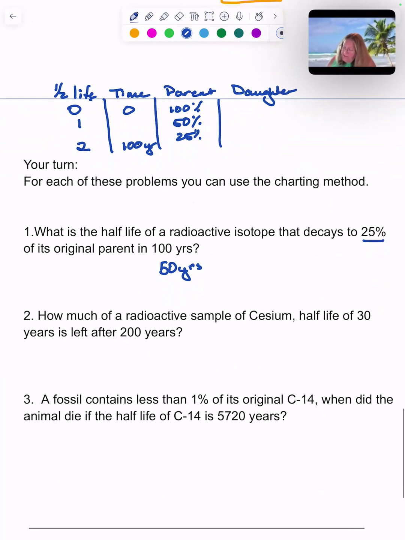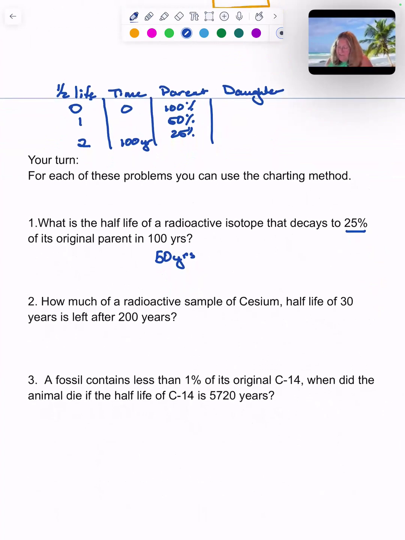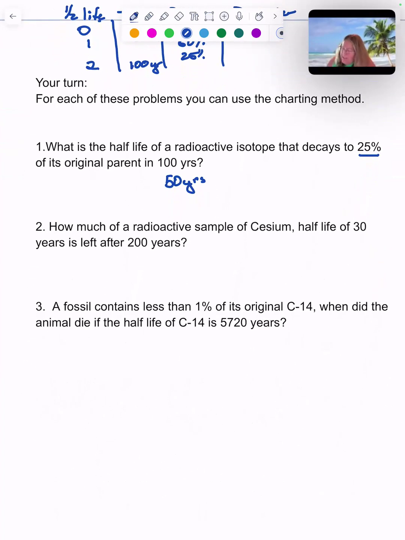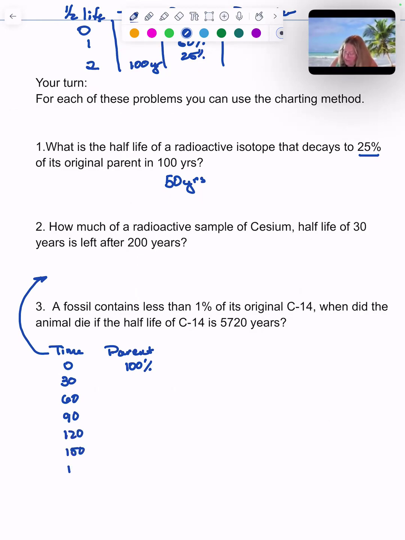How much of a radioactive sample of cesium, with a half-life of 30 years, is left after 200 years? So let's work this one at the bottom. We've got cesium, and it's got a half-life of 30 years. So I really don't have to do the counting, but we can do the time. Remember, this is the one for here. Time, parent. So we're going to start at 0. And it doesn't give me an amount, so let's say a percentage. We start at 100%. So we're going to go 30, 60, 90, 120, 150, 180. The next one here is going to be 210. That's 200 if you round it.